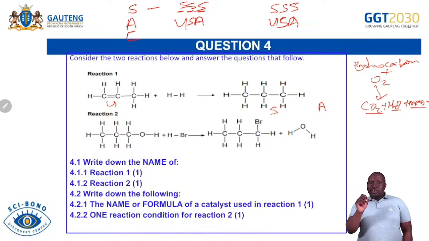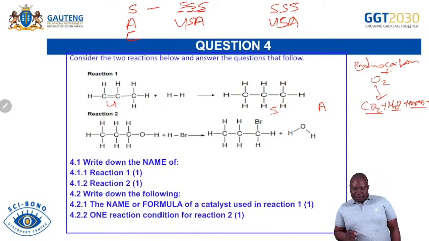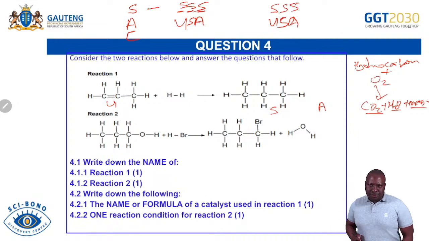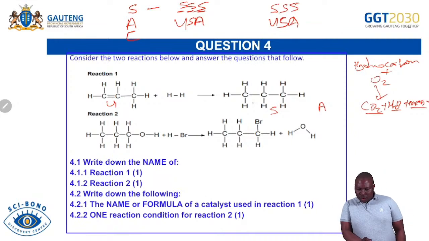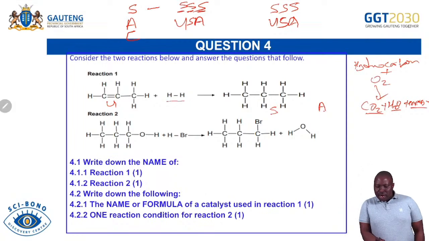The other question that will ask you will say, what type of addition? Because already you said USA, you said unsaturated forming saturated, so we call it addition. Then we'll say what type of addition. Then you check what we are adding there. We're adding hydrogen, hence we'll refer to it as hydrogenation.